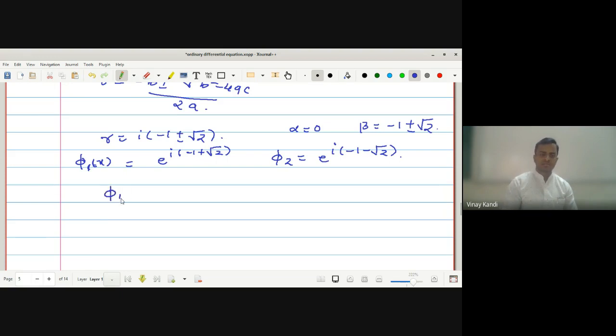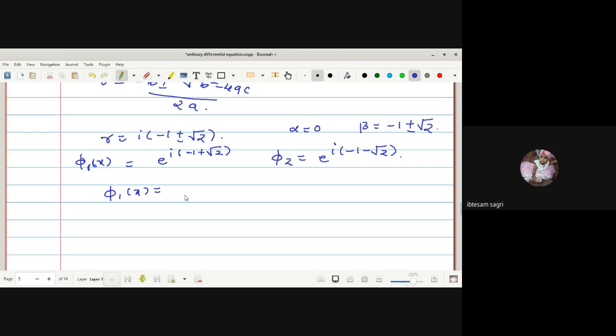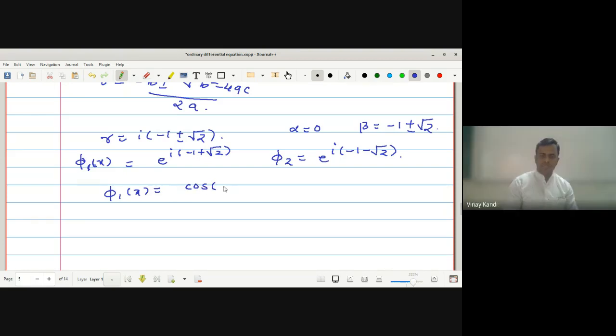Phi 1 of x is equal to cos of minus 1 plus root 2 plus i beta, e raised to i theta. Use this form here. Do you understand what is going on? i into sine of. Okay, otherwise directly use this formula.